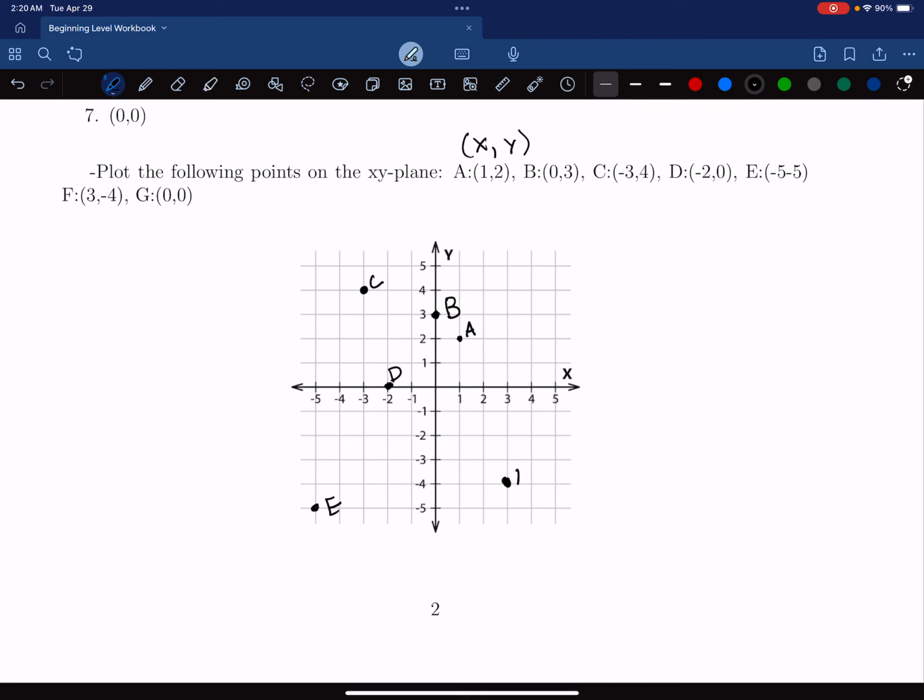And that is F. And last but not least, we have the point 0, 0. If you recall from the first video, when we have the point 0, 0, that is where the two axes, the x-axis and the y-axis, intersect with each other, and that will be here, where they intersect. And this intersection, if we recall, is the origin.